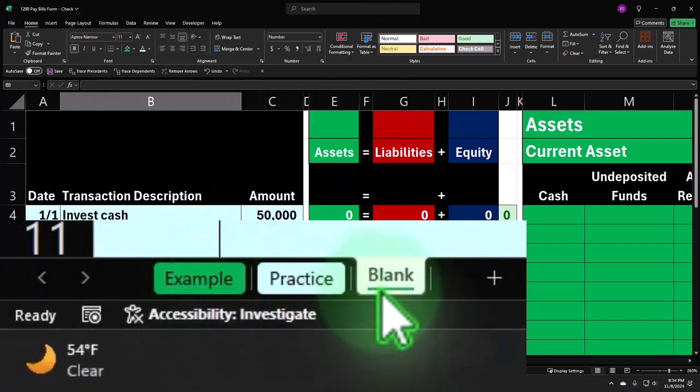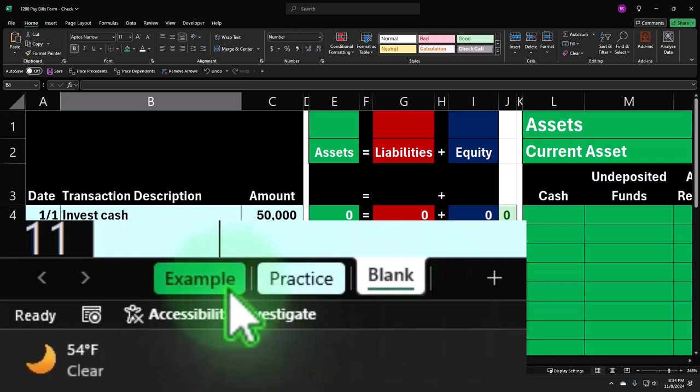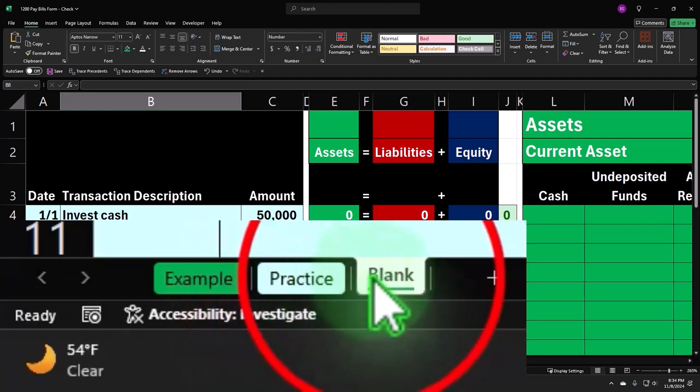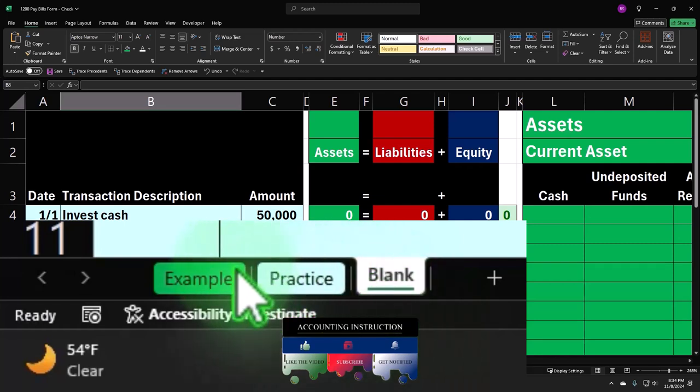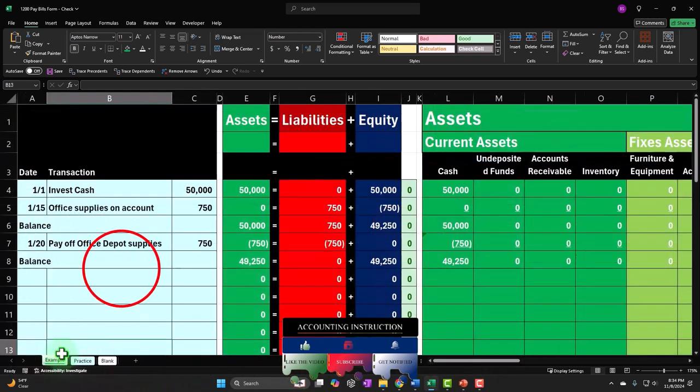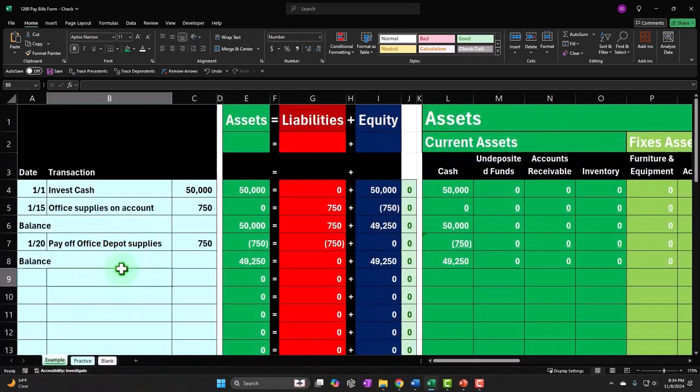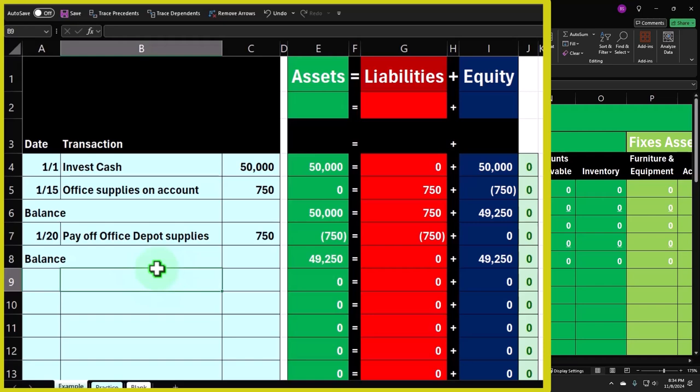Example, practice, blank. Example, in essence, is the answer key. The practice tab has pre-formatted cells, so you can practice the practice problem with less Excel formatting. The blank tab is where we started with a blank worksheet, basically working with a template as we do data input now, adjusting the worksheet as needed going forward. Let's go to the example tab to get an idea of what we will be doing, looking at a transaction paying down the accounts payable.